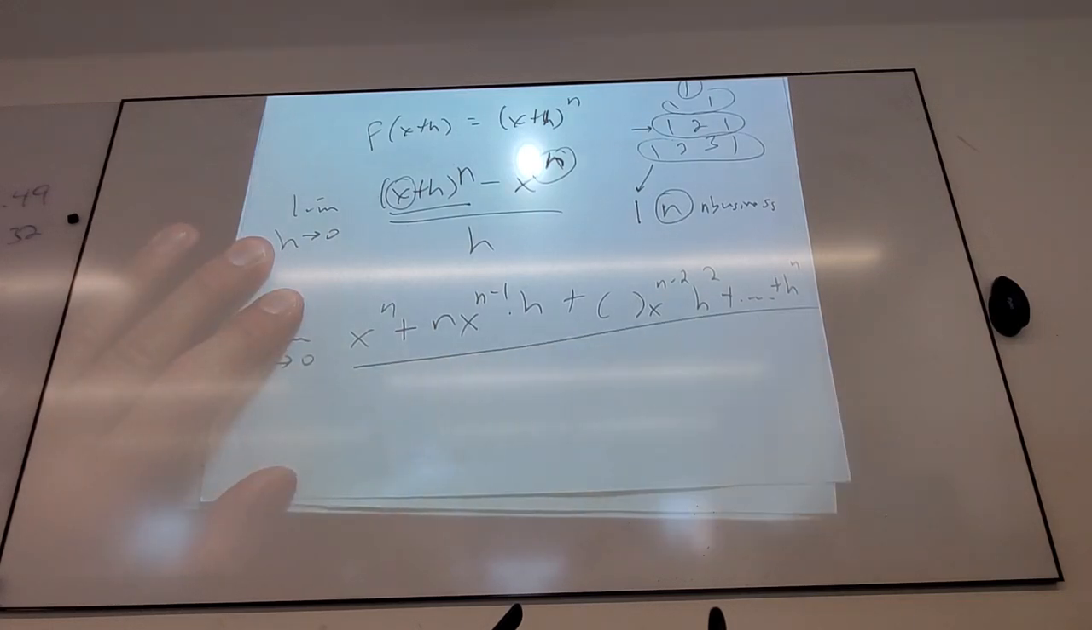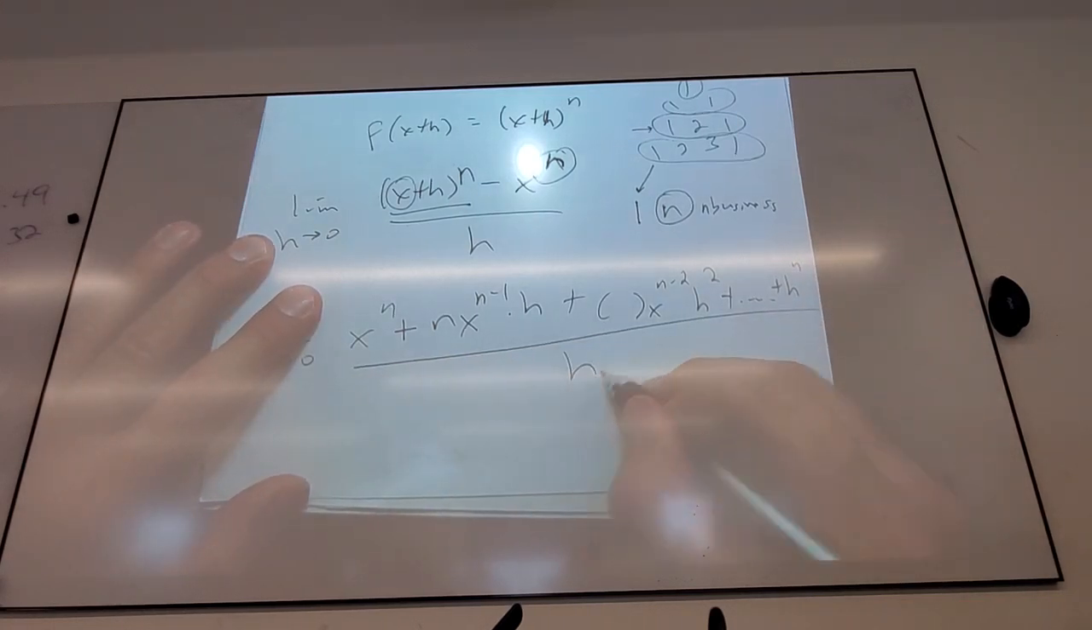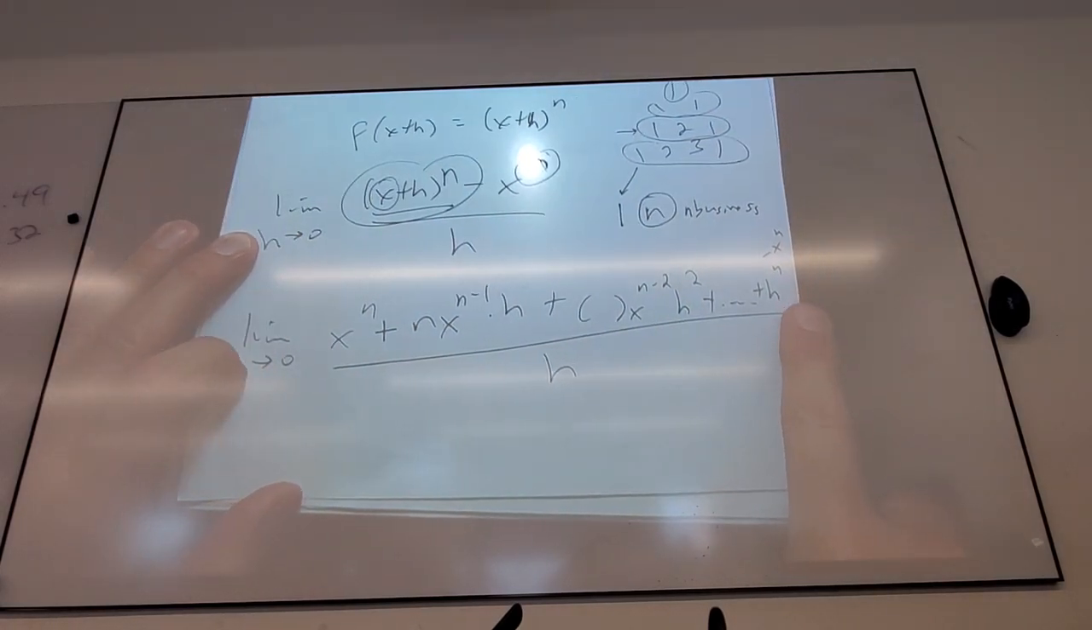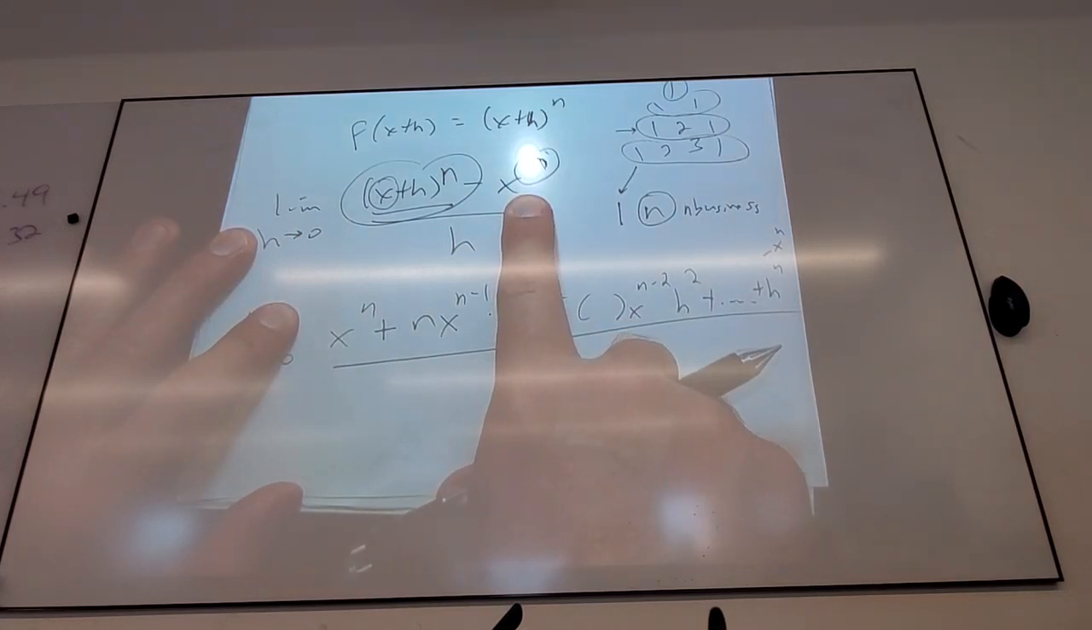All over what? And I forgot something. It will be h. And this was just this part, right? So this is minus x to the n. I am the king of leaving enough room. So everybody think minus x to the n, is that cool?